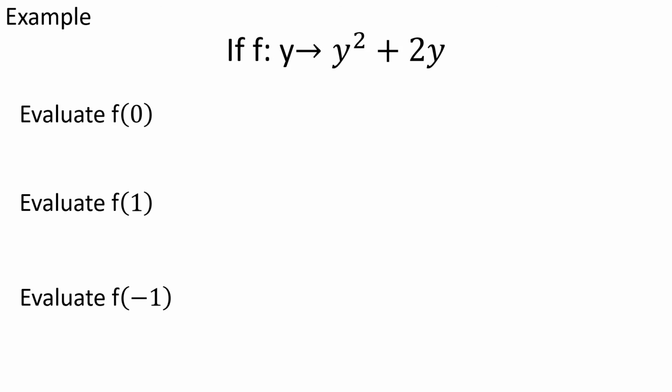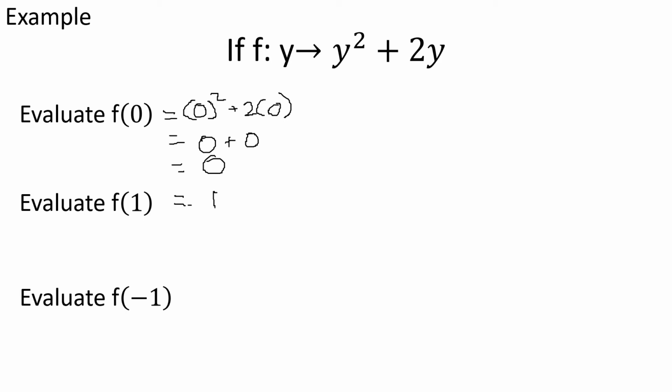Next example, so we've got a quadratic this time. Same principle, we've got the function f where y is our input and our output is y squared plus 2y. So f of 0, whenever we see a y, we need to substitute it for a 0. So here we would have 0 squared plus 2 times 0. So we've got 0 squared, which is 0, plus 2 times 0, which is 0. Our answer is 0.